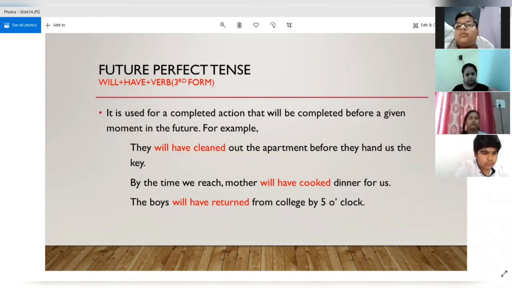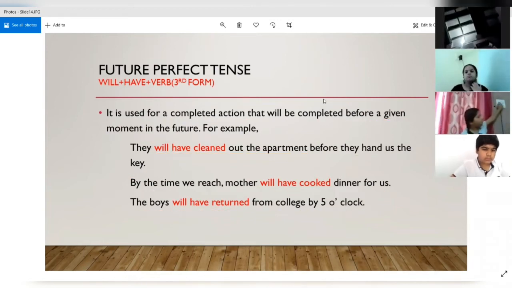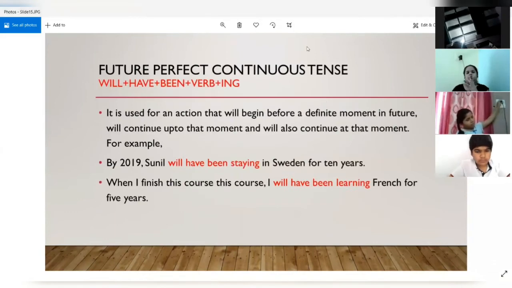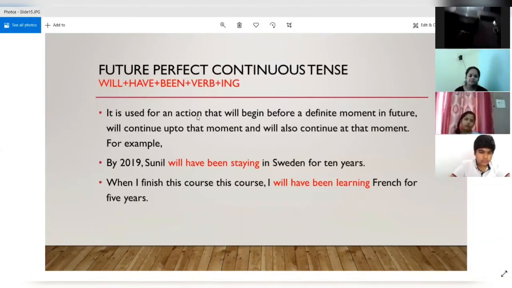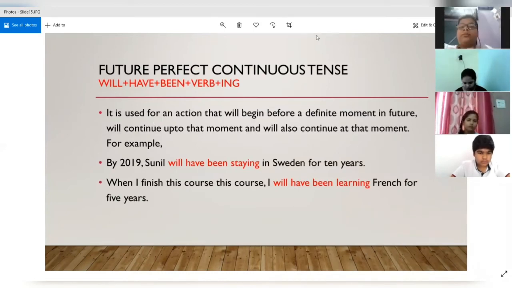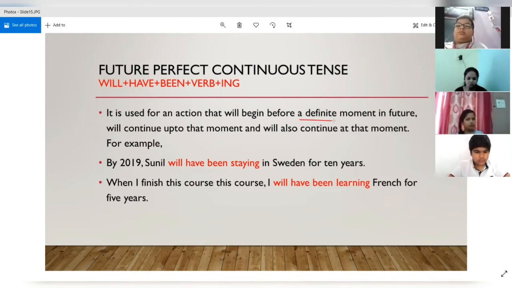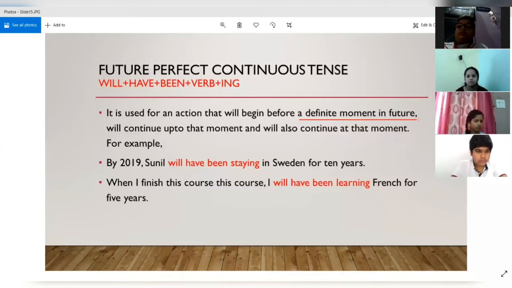All right. So now we will see the use of future perfect continuous tense. This tense also has only one use. The use is, it is used for an action that will begin before a definite moment in future. So here also we are providing a definite moment. See, the difference is very minute. So be very attentive just now.